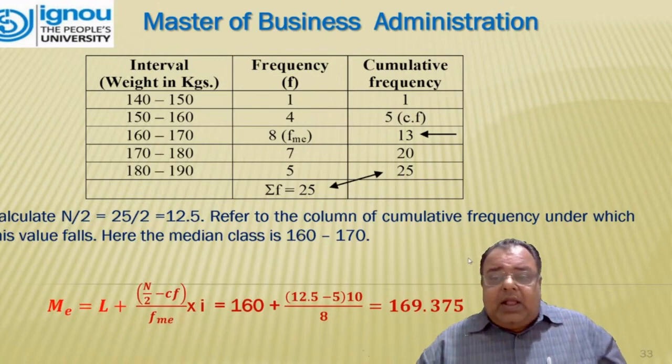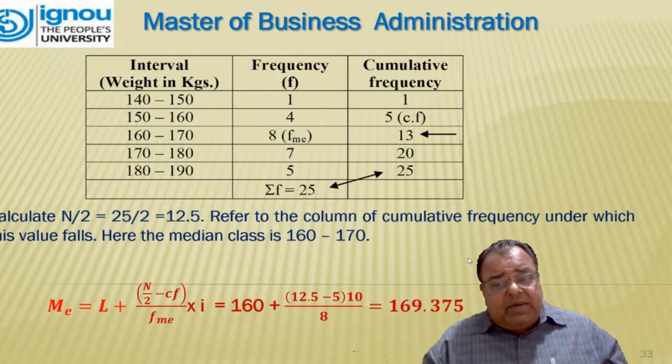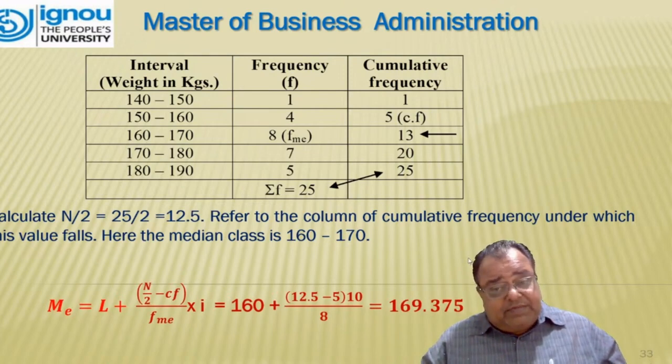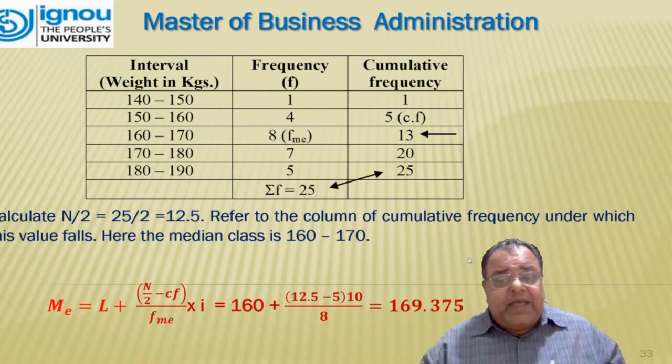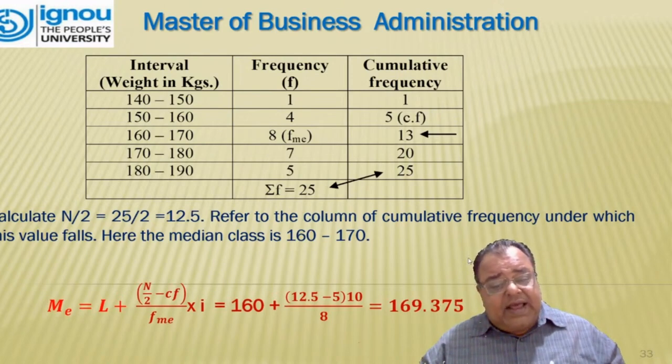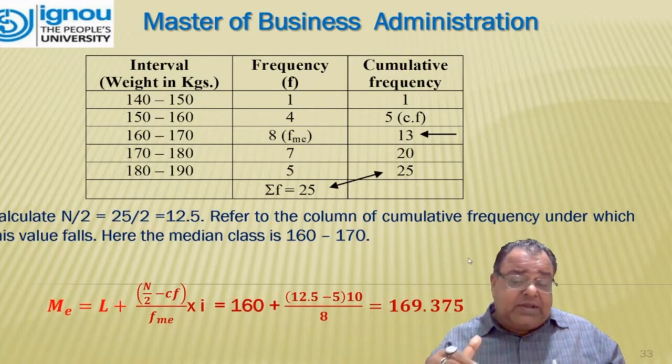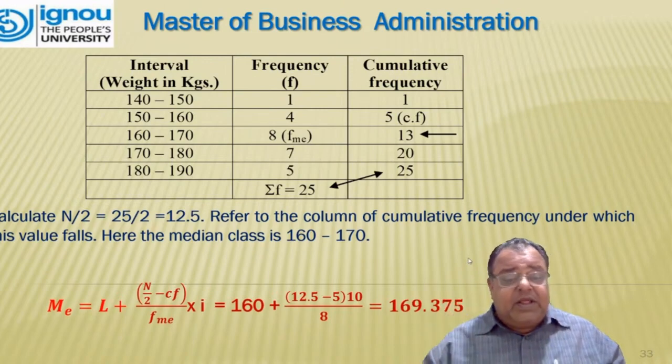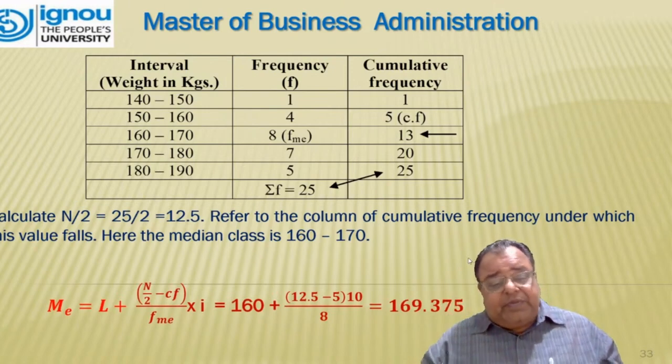Now, we have to go back to the cumulative frequency column. We have to see a number nearer to 12.5. Here in this problem, it is 13. Now, we have to mark an arrow over there. In the frequency column, you have to mark this as FME. And the cumulative frequency above this value is 5. We need these two values. The median class is 160 to 170.